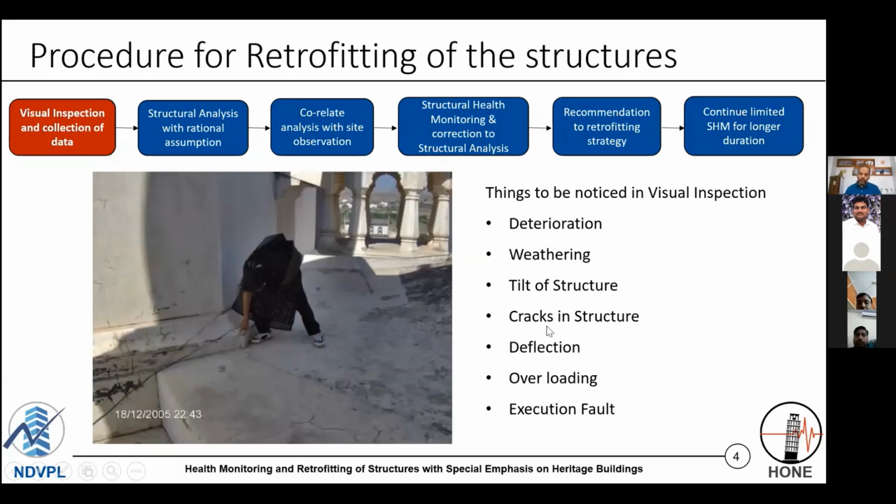So we must look for deflection, overloading. Sometimes structures are designed for residential buildings and then they are used for educational buildings. It's common. I mean, these classes are operating in residential zones. So overloading is a very common fact. Even that is true about industrial buildings as well. And sometimes execution faults. So all these things we must note in our visual inspection.